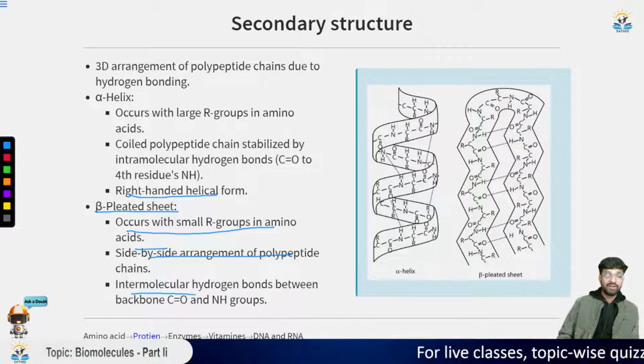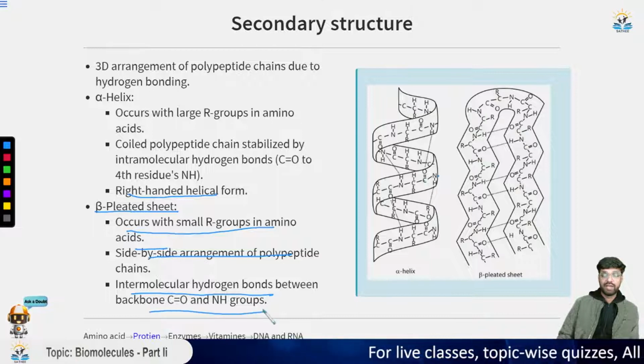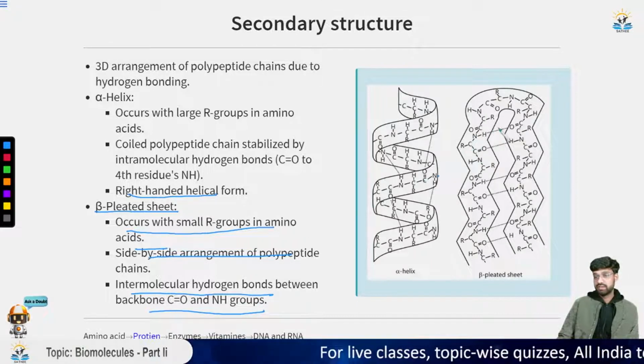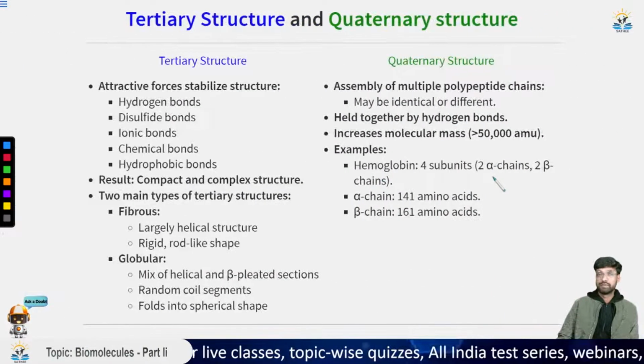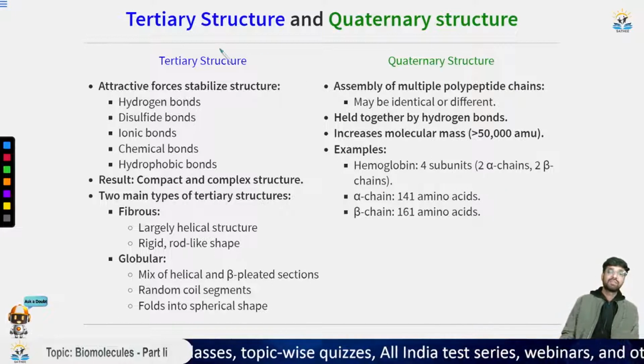Now, intermolecular hydrogen bond between backbone CO and NH. So you can see here there is an intermolecular hydrogen bond between CO and NH. Similarly here also. Next we have the tertiary and the quaternary structure.